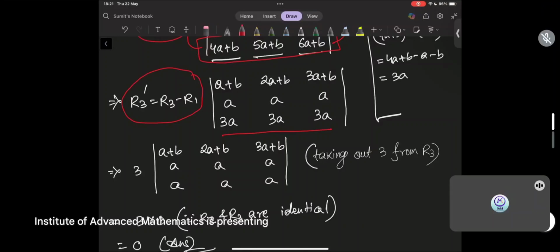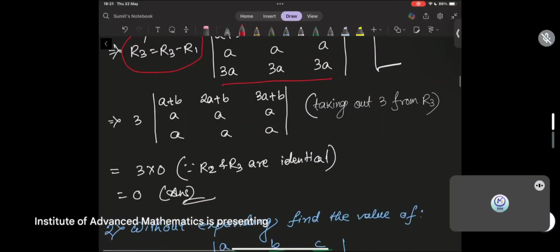Now we can see that row 2 and row 3 are identical. Since they are identical, the value of the determinant will be 0. So the answer is 0 only. Clear?